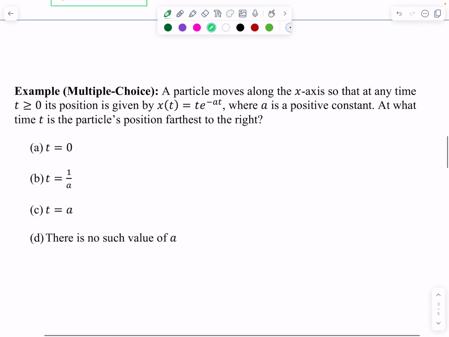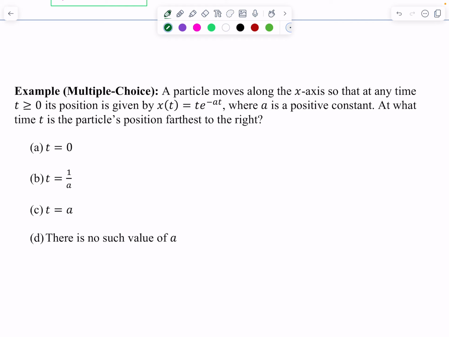Okay, multiple choice question. Maybe pause the video and give this one a try, or at least think about it. But for this one, it's a particle motion problem. So it says a particle moves along the x-axis so that at any time t greater than or equal to 0, its position is given by x of t equals t times e to the negative a t power, where a is a positive constant. At what time t is the particle's position farthest to the right?